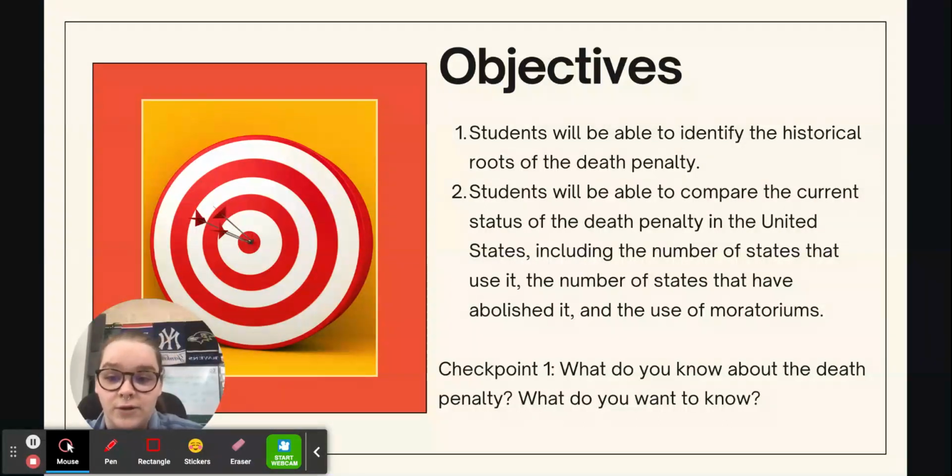Here is your first checkpoint question. What do you know about the death penalty? It is okay if you're unsure, so just say what you know or what you hear about it, and what do you want to learn about the death penalty?